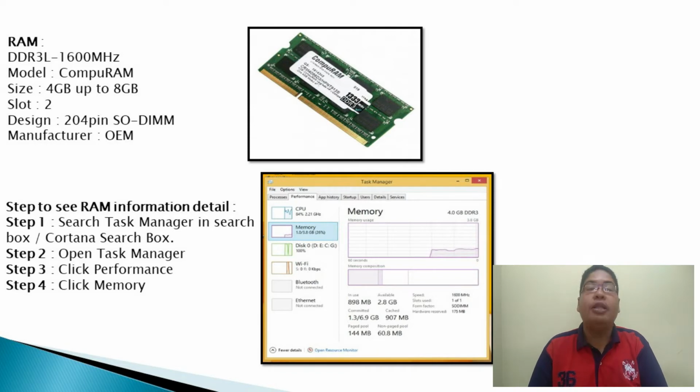Step 2, open the Task Manager. Step 3, click the performance. And step 4, click memory. You can see RAM detail.